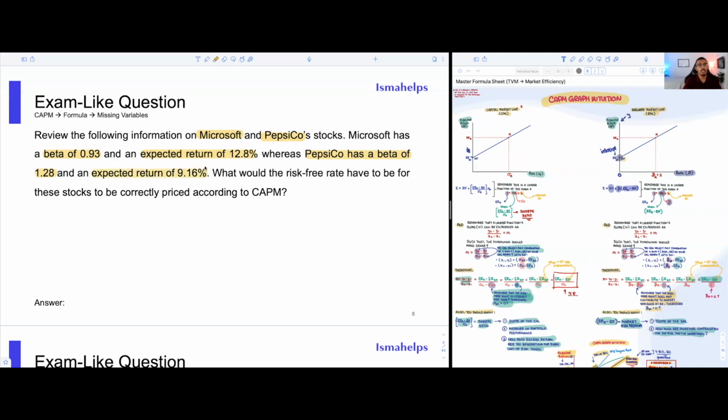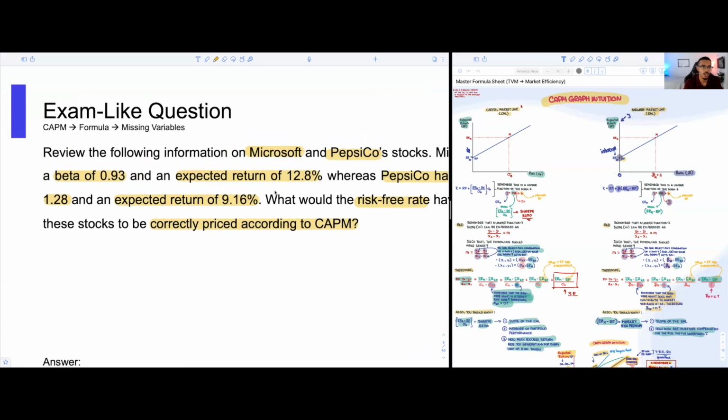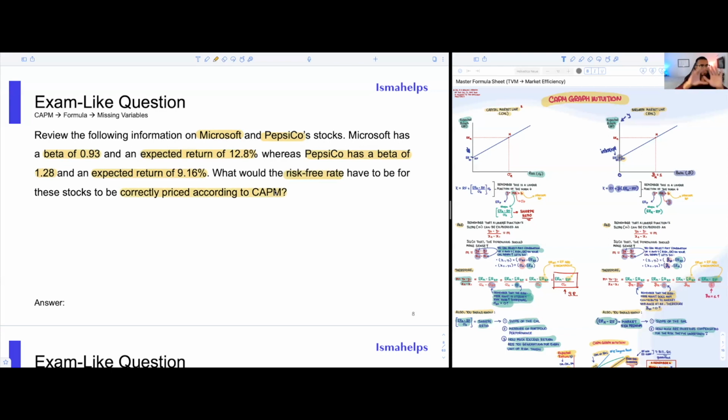Then we're asking, what would the risk-free rate have to be for these stocks to be correctly priced according to the CAPM? What does that even mean? We're asking what the risk-free rate has to be in order for these stocks to be correctly priced according to the CAPM. A lot of information, honestly. We're going to leave the screen like this because I want you to be able to look at both sides of what I have on the screen, which is the problem as well as the formula sheet, because we're going to use that.